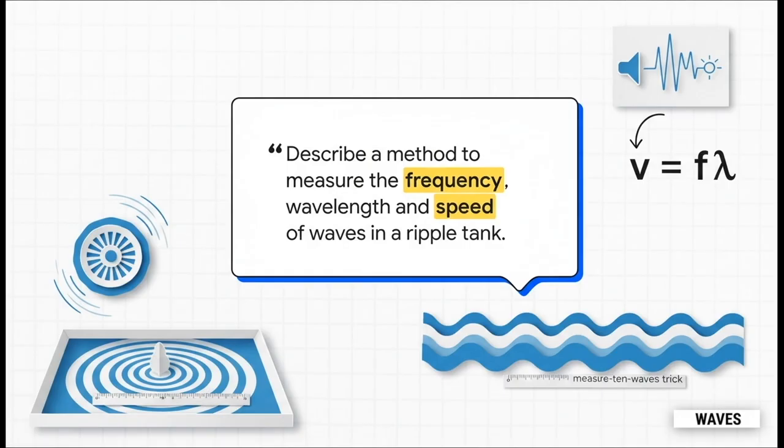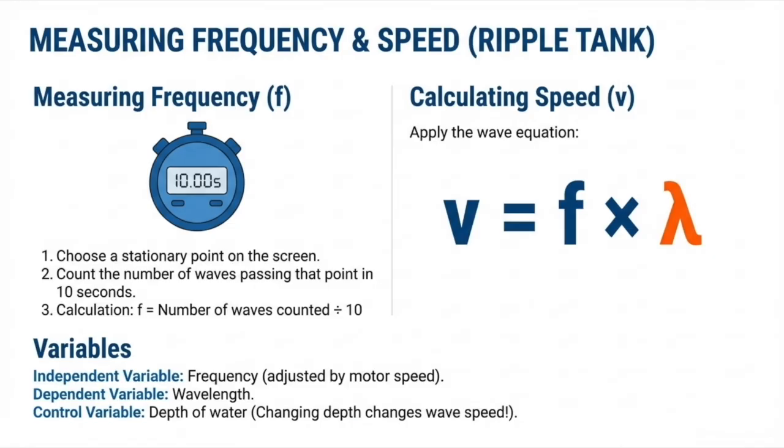You could easily see a 6-mark question just like this. And to ace it, you need a clear, logical method, just like we've discussed. Tell them what you'll measure, that's frequency and wavelength. Tell them how you'll measure them accurately, using the stroboscope and that measure 10 waves trick. And finally, tell them the equation you'll use to calculate the speed.